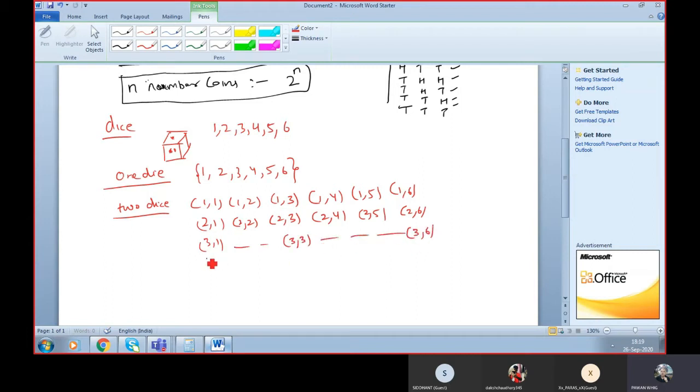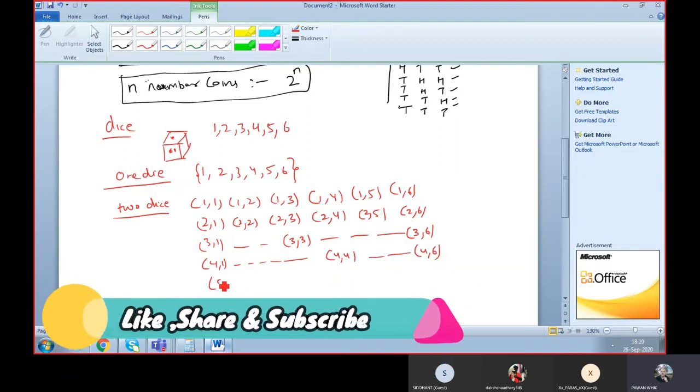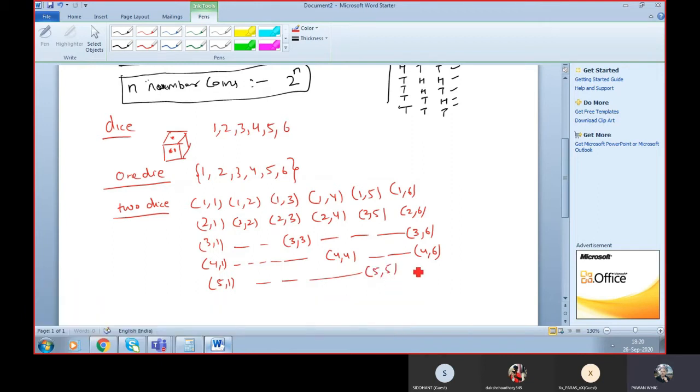But I request all of you who are watching, you must draw all of them. This is 4 4, and similarly it ends at 4 6. Similarly 5 1, ranging up to 5 5 and 5 6. This dotted line means the other pairs are also existing, so do not forget this. So 6 1, then 6 6.